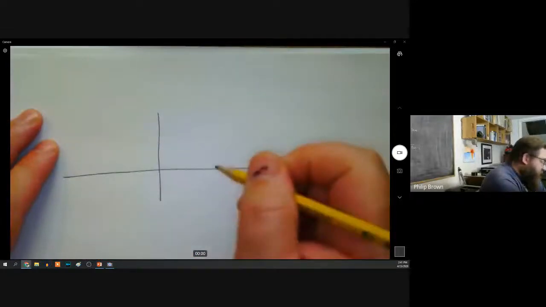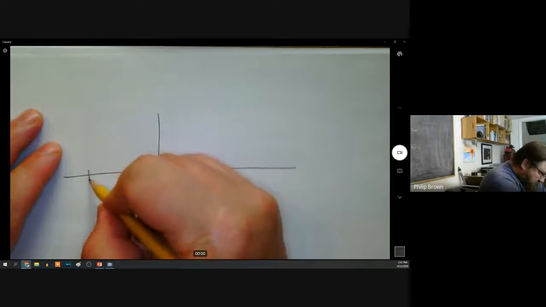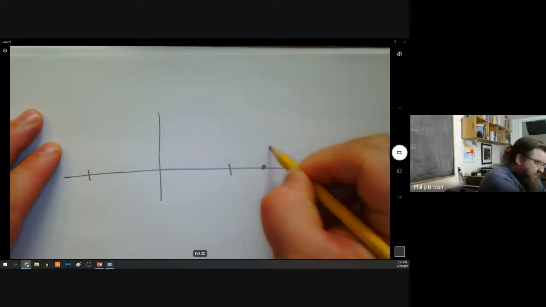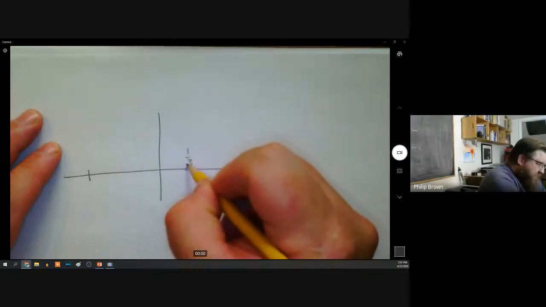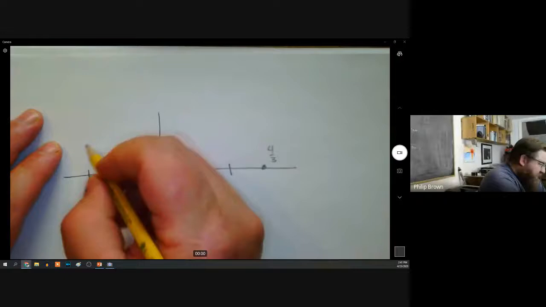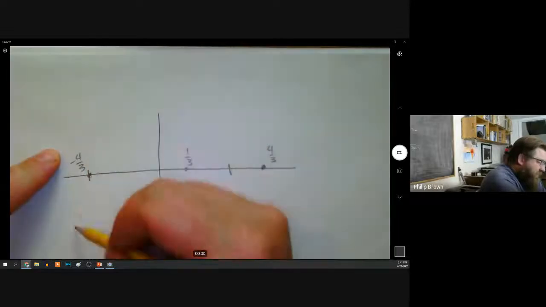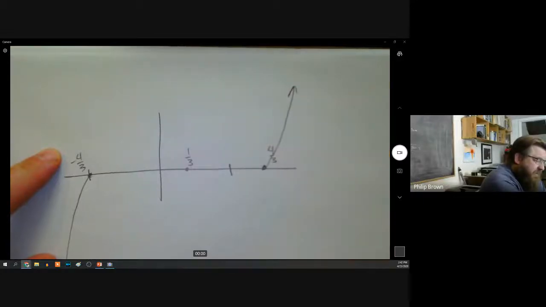All right, so they were negative 4/3. So let's say that's negative 1. That's positive 1. So we had 4/3. We had 1/3. And we had negative 4/3. Okay, that's all good, right? And we know that it's going to go this way and this way. We don't know what's happening in the middle.